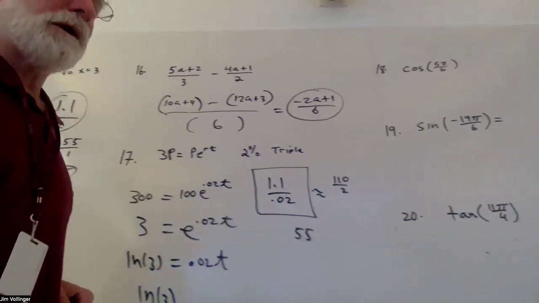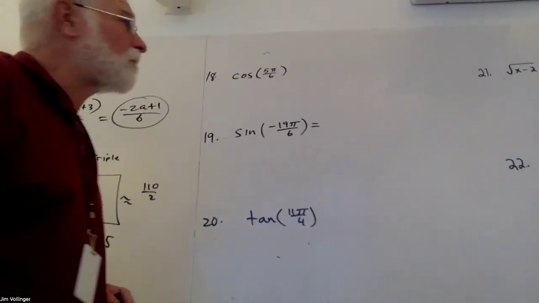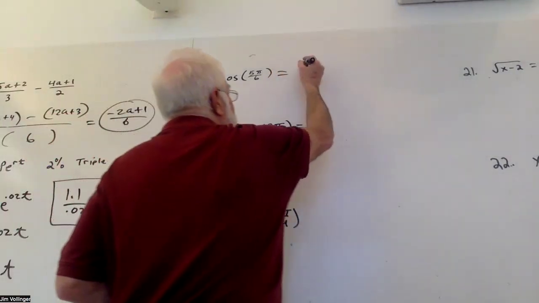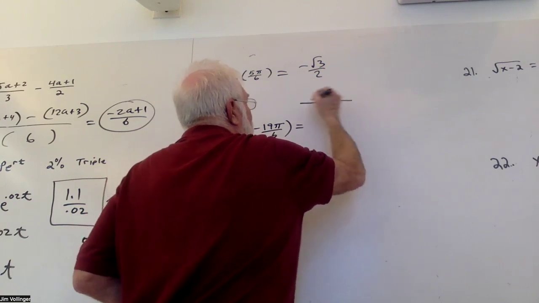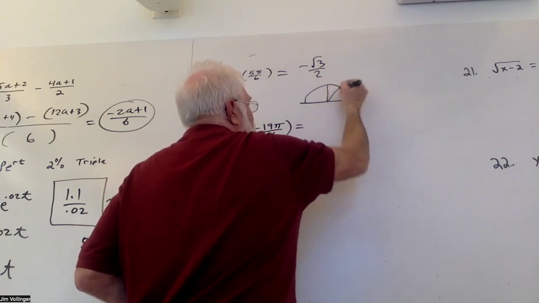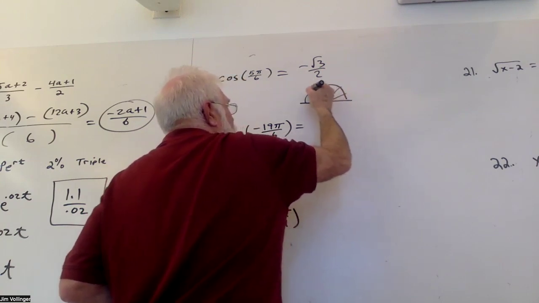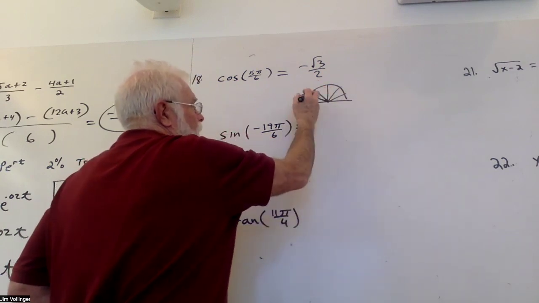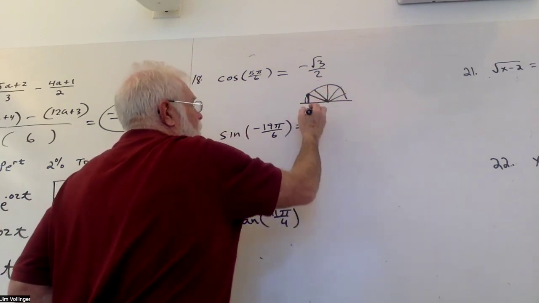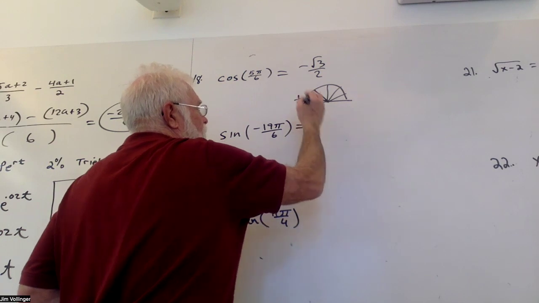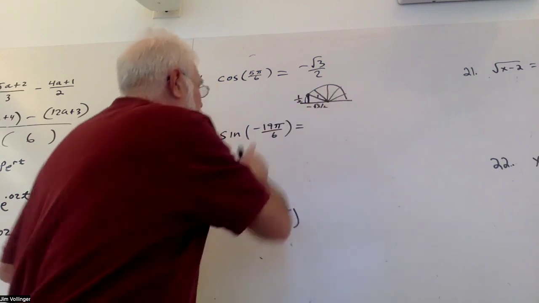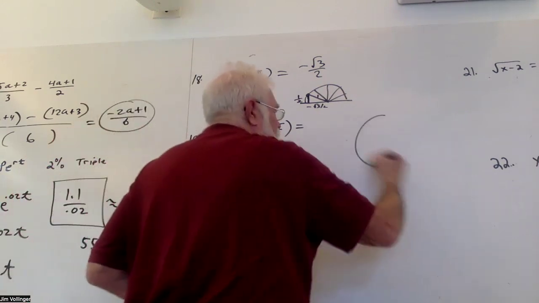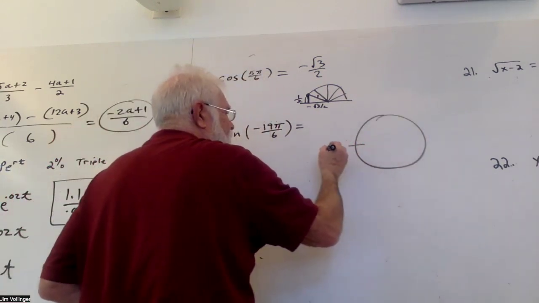All right, now we're going to come in under a half an hour. Cosine of 5 pi over 6 is minus root 3 over 2. How do I know that? Pi, top half, broken up into 6 parts. Well, there's your angle, 150 degrees, and that's a 30-degree reference, so that's a half, that's minus root 3 over 2, and that's 1. Minus 19 pi over 6 is pretty darn close to minus 18 pi over 6.